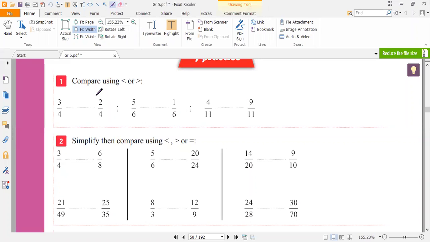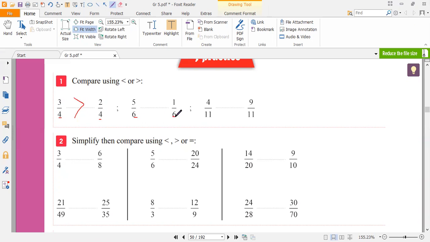Compare. So when we have to compare between two fractions, we have to make sure that the two fractions have the same denominator, 4 and 4. So when I have the same denominator, I'm gonna look at the numerator. The greater one is the greater fraction. So 3 is greater than 2, so 3 fourths is greater than 2 fourths.